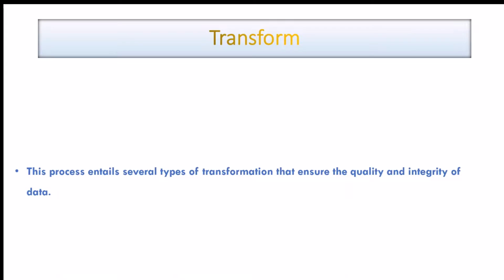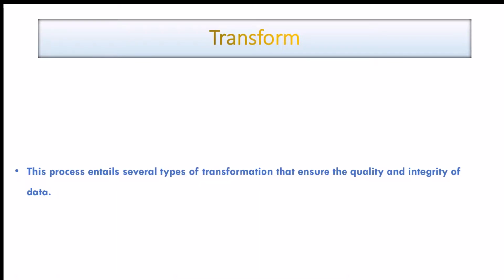This process entails several types of transformation that ensure the quality and integrity of data. That is, the quality of data is very much important. We know that quality in, quality out. That is, if the quality of the data is very high, then the reports and the analysis generated from the data will be of high quality. That is very important.